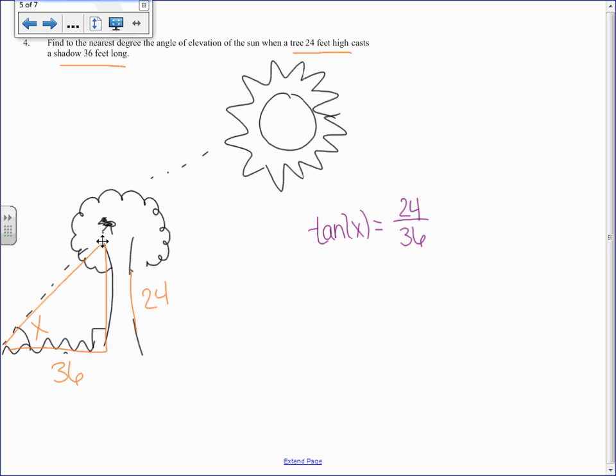And how do I undo tangent? I take the inverse tangent of both sides. Remember, a function and its inverse cancel each other out. So this is going to give me x, which is going to be equal to the inverse tangent of 24 over 36, which you can do in your calculator. Inverse tangent 24 divided by 36. We are going to the nearest degree, so I'm going to round up, and x is going to be equal to 34 degrees.